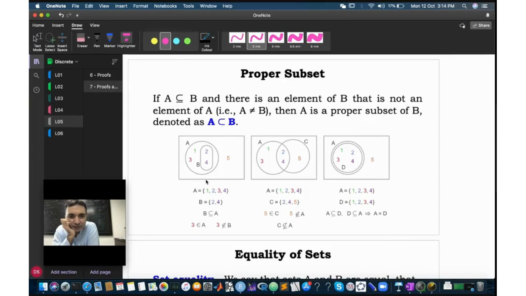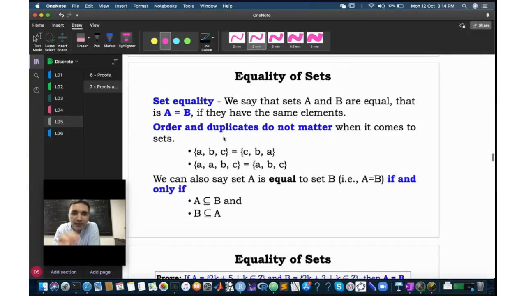Okay. All right. So, proper subsets. We say that A is a proper subset of B whenever A is a subset of B and they are not equal. That's how we denote a proper subset. Equality is a really important concept in sets. We say that two sets are equal if they have the same elements. Order does not matter. For example, ABC is the same set as CBA, and AABC is the same set as ABC.